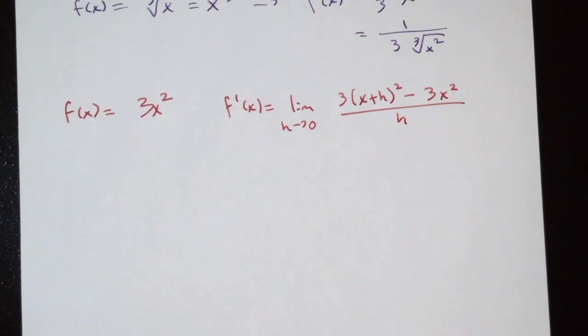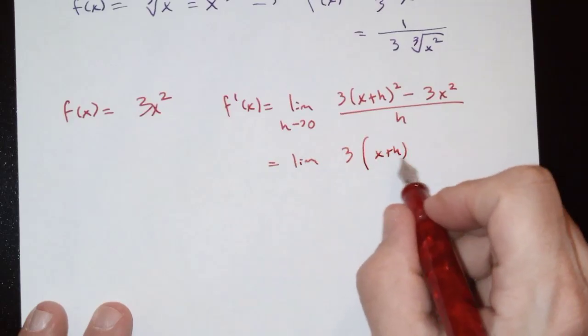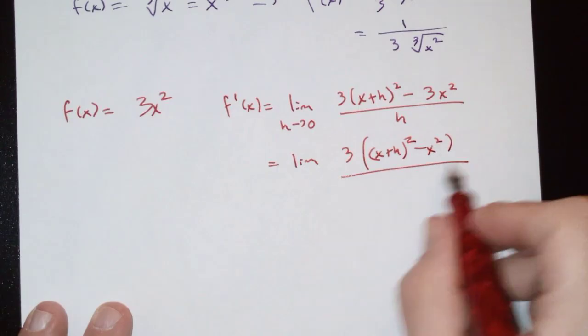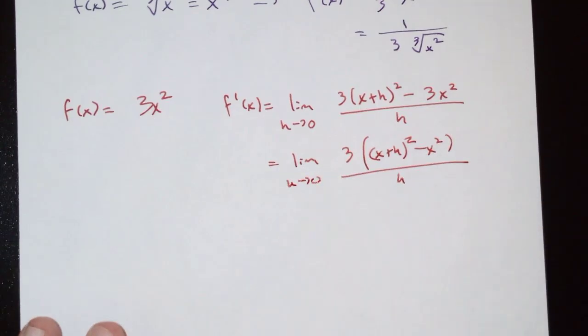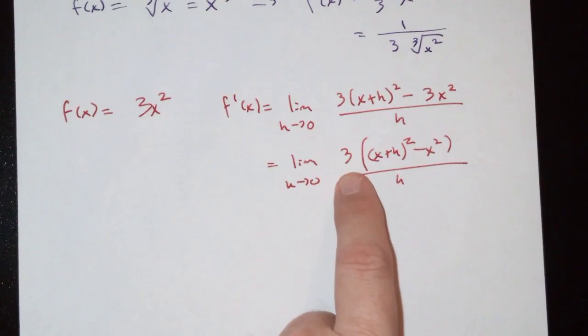I put in x plus h, I put in x, I have 3(x plus h) squared, I have 3x squared. Wait a minute. That's the same as 3 times (x plus h) squared minus x squared over h. Chapter 2, section 3, properties of limits. The limit law said if I had a constant on the inside of a limit, what could I do with it? Okay. I could move it to the outside, out here.